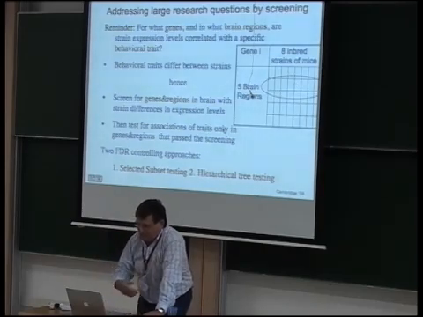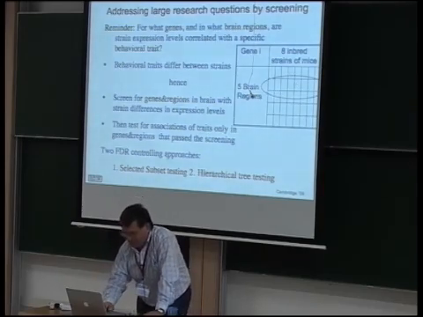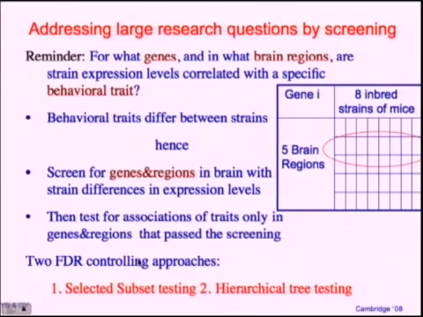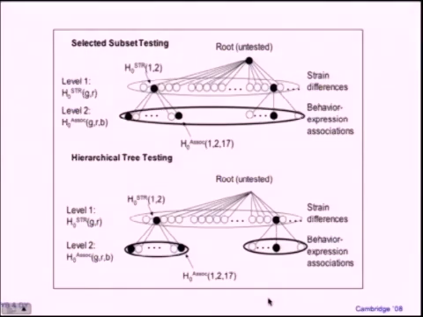Then test for association with traits only in the genes and regions that pass the screening. For that, we have two FDR-controlling approaches, selected subset testing and hierarchical testing. I will demonstrate them graphically. You have the strain differences that you test at level 1, and only a few of them pass, each one of these being a hypothesis about strain. Everything that passes the strain test, you then take to level 2, where you test for association.